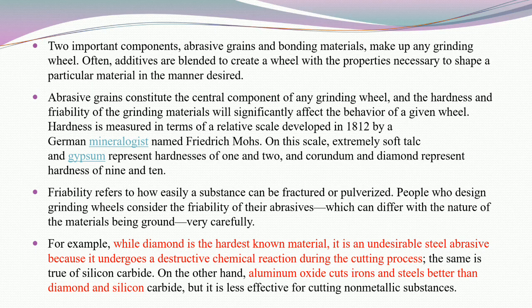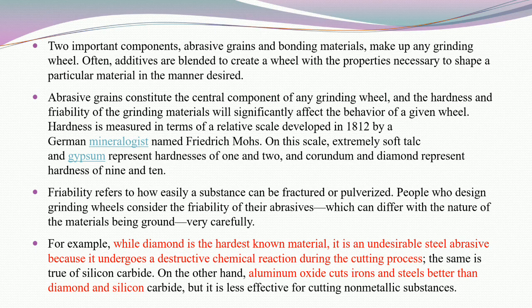Hardness is measured in terms of a relative scale developed in 1812 by a German mineralogist named Friedrich Mohs. On this scale, extremely soft talc and gypsum represent hardnesses of 1 and 2, and corundum and diamond represent hardnesses of 9 and 10. Friability refers to how easily a substance can be fractured or pulverized.